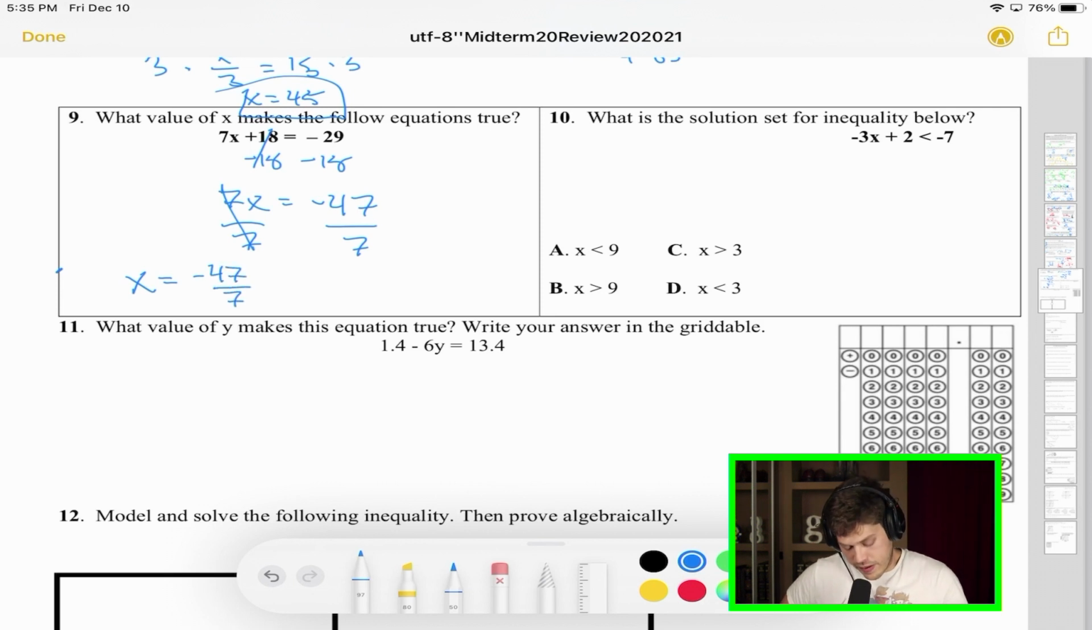And if you wanted this as a mixed number, what would it be? Well, think of your multiples of 7. This is negative 6 and 5/7.